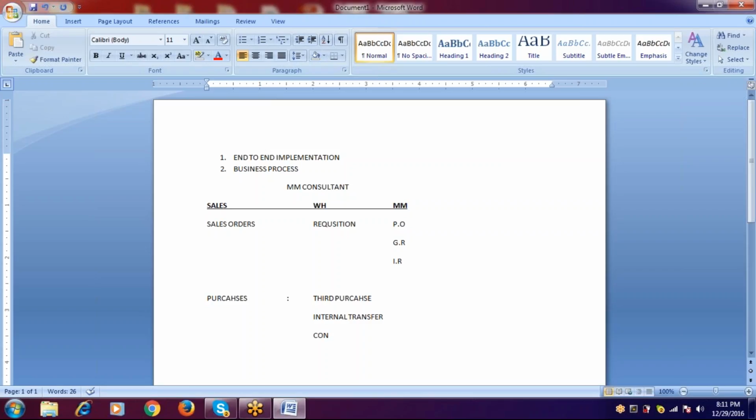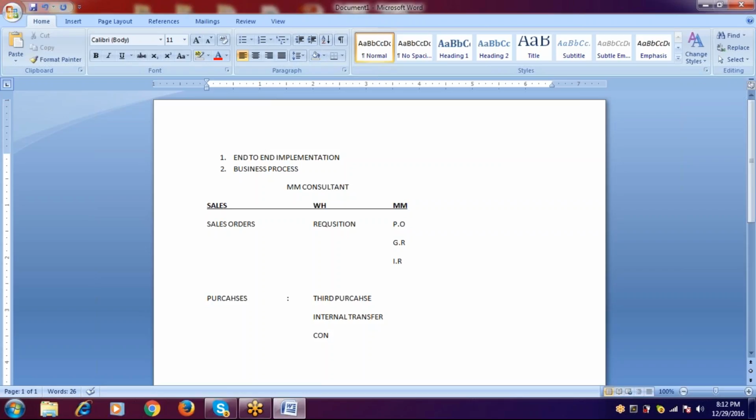Internal transfer means in one plant we have some material X, but in another plant we do not have that material. For the material which is not available, we require it. In that situation, we make the internal transfer from one plant to another. Try stock transport order. Yes, STO, which we call stock transfer order.